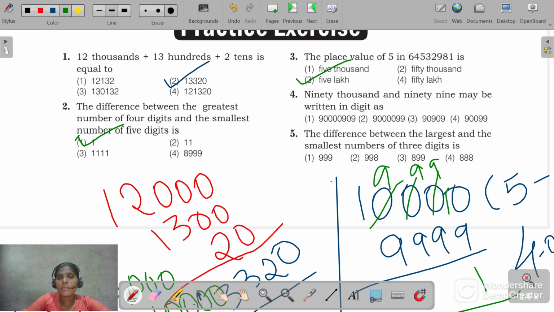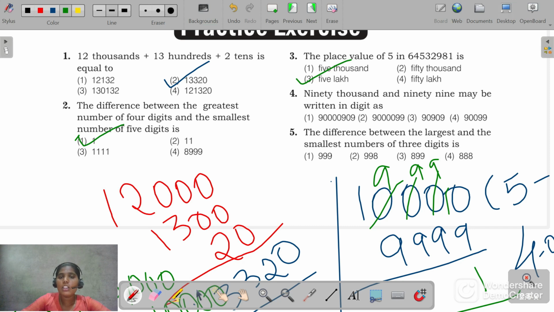The fourth question: 90,000 and 99 may be written in digits as. The next question is fourth. We have to write the particular number which is given. We first analyze the highest value given, which is 90,000, so the number will be a 5 digit number. By this way, we can eliminate two options: option 1 and option 2 will be eliminated. When we observe neatly, one of option 3 and option 4 will be the correct one, right?